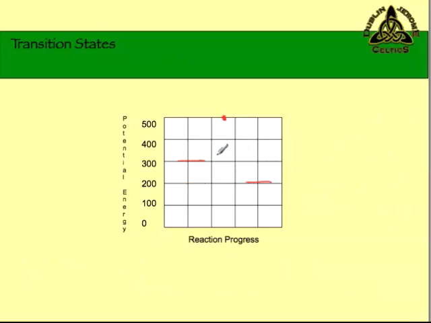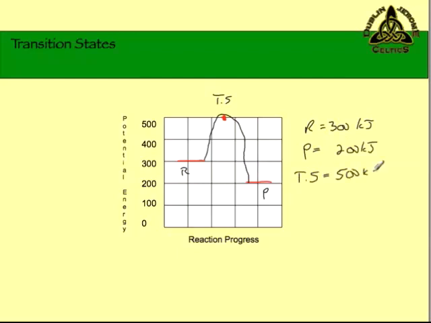Let's look at this one. If I have my reactants here, my products at the end, the transition state up top, it's got to go through the transition state and back down to the products. So my reactants are at 300 kilojoules. My products equal 200 kilojoules. The transition state is at 500. My delta H value is going from products to reactants. It's this value here, 300 to 200. It's going down, so negative 100 kilojoules, and that means it's exothermic.